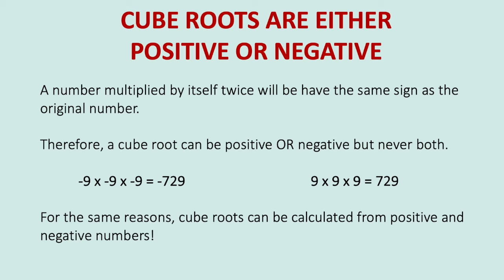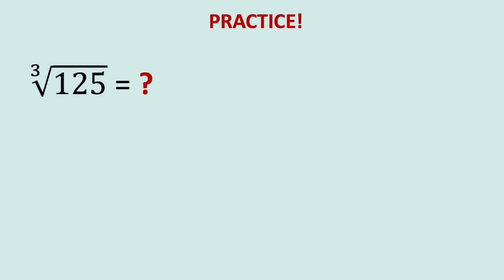For the same reasons, cube roots can be calculated from positive and negative numbers. These are not like square roots, where you can only take the square root of positive numbers, and the square root of a number can be positive and negative. Cube roots can be calculated from positive and negative numbers and will either be negative or positive, and never both.